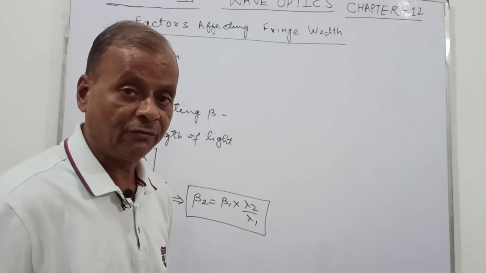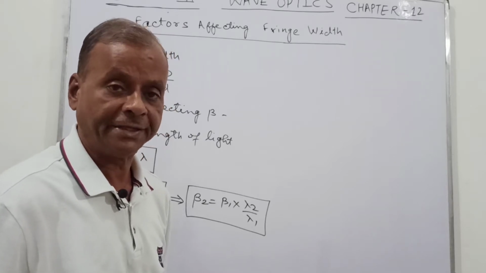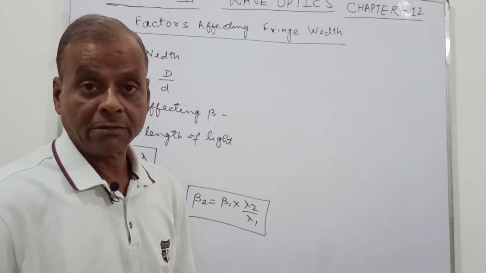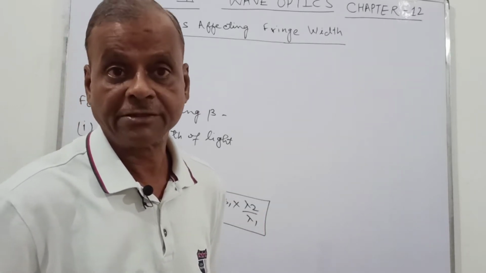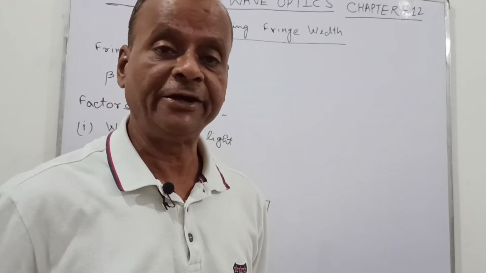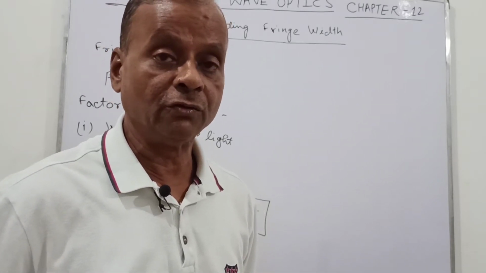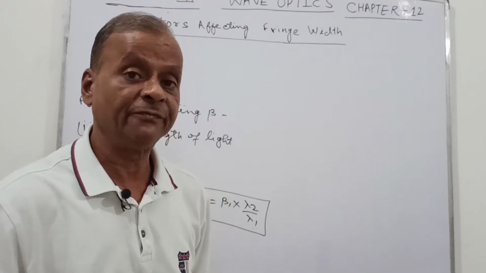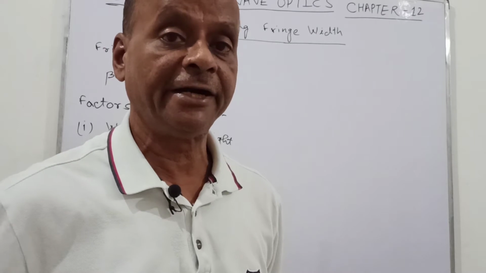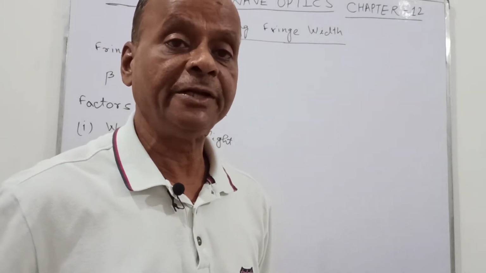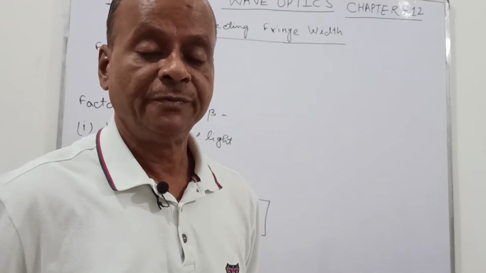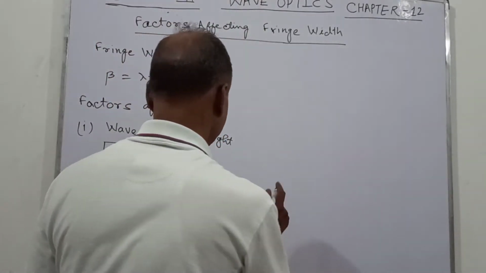So larger the value of lambda, larger the beta. It means that if we employ red, violet, pink or yellow, green, such kind of lights, then we know that lambda is the maximum for red. So this beta will be maximum for red and this will be minimum for violet, because for violet lambda is minimum.